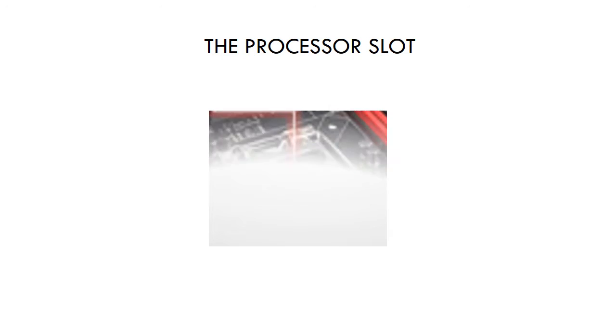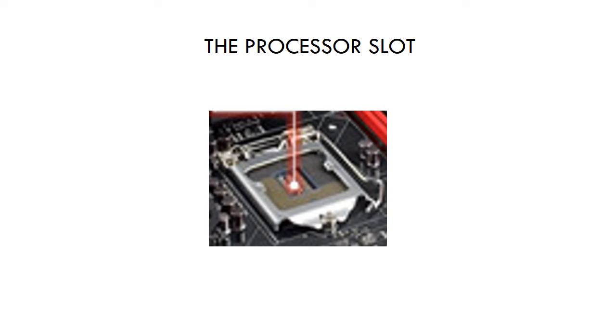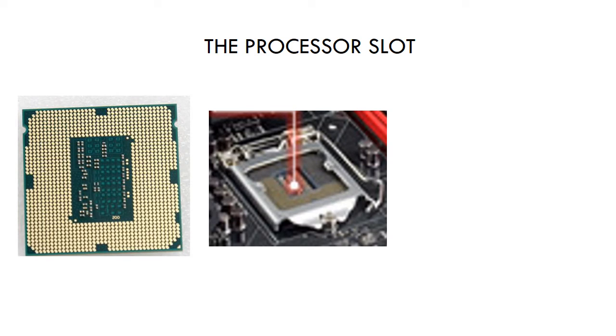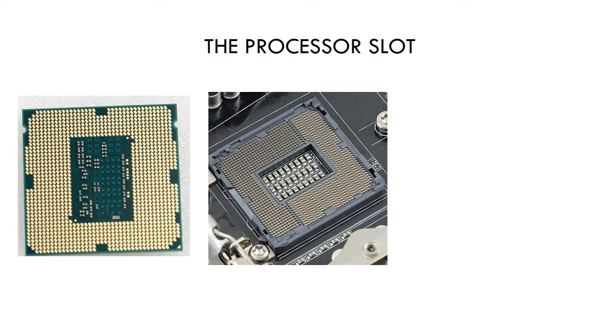So let's start by taking a look at the processor slot. So this is the processor slot of that motherboard, sort of expanded, but I've got a picture of the processor here as well. This processor slot is called a land grid array processor. It's an Intel LGA 1150, and the reason I know that is because I know that motherboard.